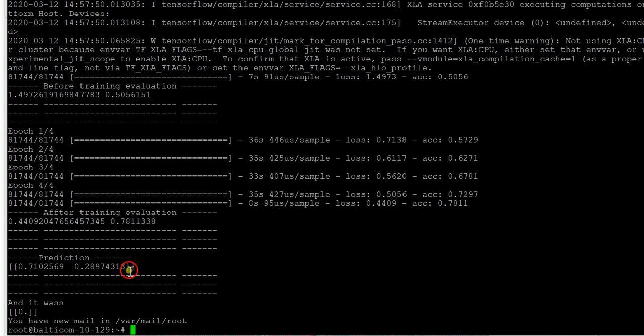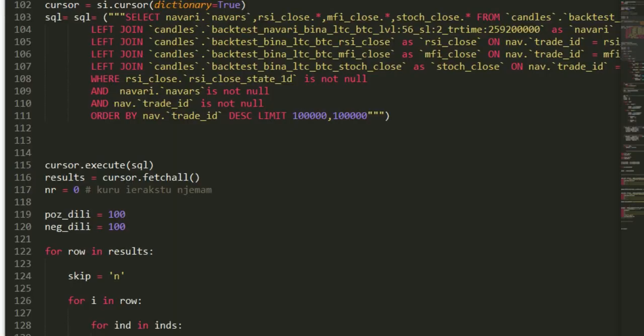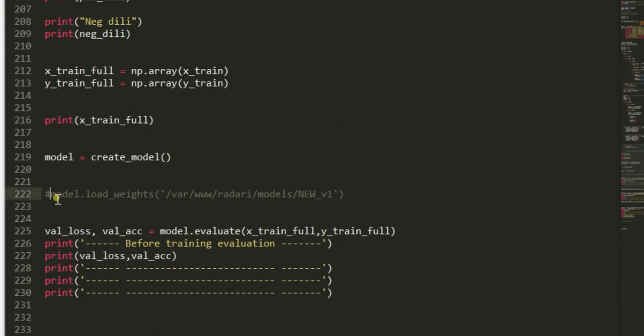We have 40,000 positive deals, 41,000 negative deals, and here is the first evaluation. It was 0.50, so it's like a 50-50 chance. After the learning, the evaluation score was 0.78, and that is really high. The evaluation is telling us that 0 means the price is falling down, so the first prediction means that the price will fall down, but this one means that the price will start going upwards.